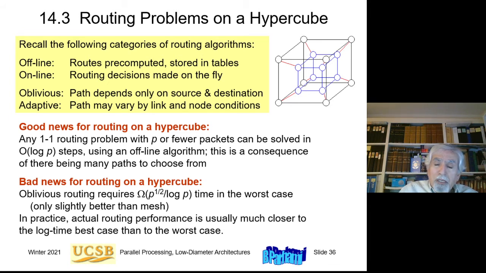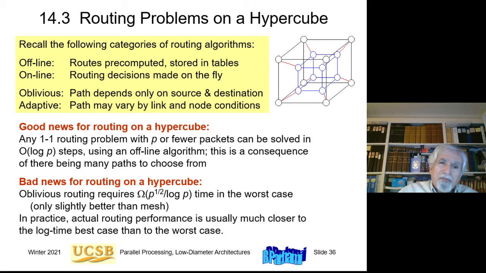Okay, so for routing in the hypercube, we have good news and bad news. The good news is that any 1-1 routing problem with P or fewer packets, so if you have P processors, say 16, and you have 16 or fewer packets sitting on these processors, each with a particular destination, we can solve this routing problem in order log P steps. So basically asymptotically optimal, because log P is the diameter of the hypercube, and therefore any routing algorithm requires log P steps in the worst case. It may not quite be log P, it may be a little bit more, but it's of the same order as log P, using an offline algorithm.